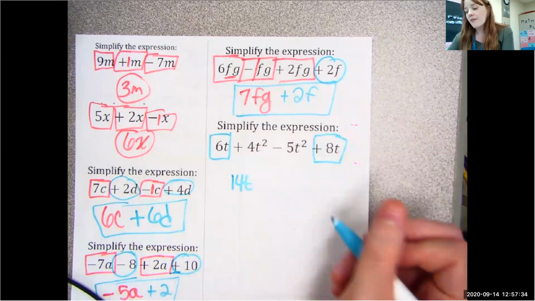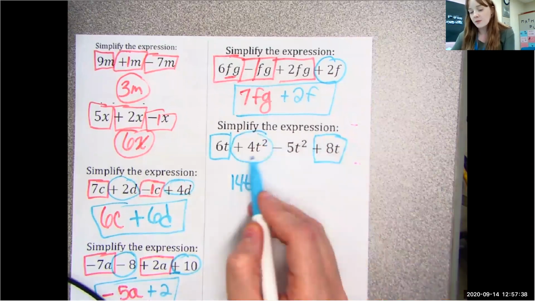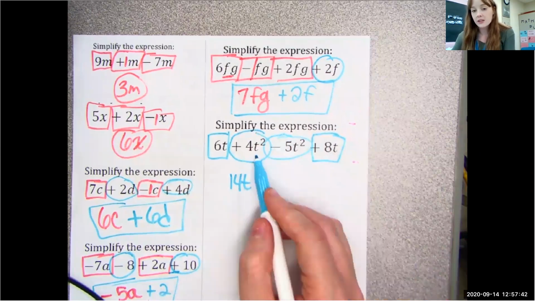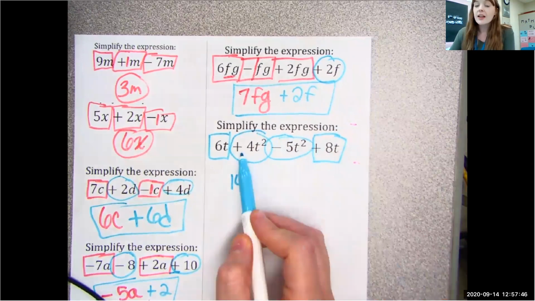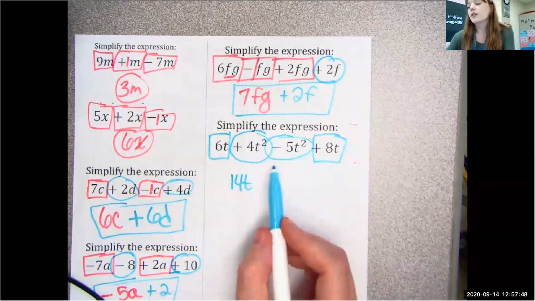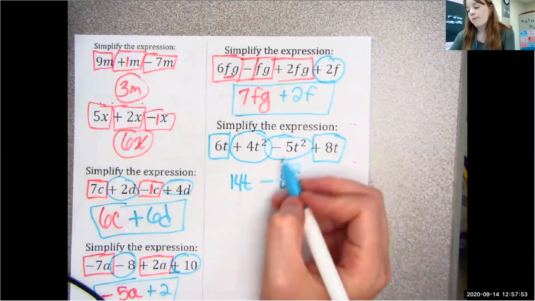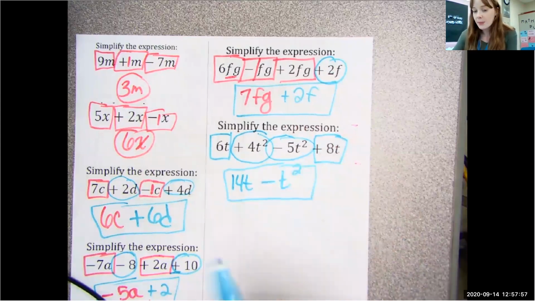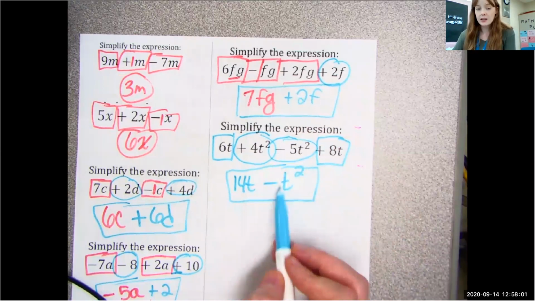And now I have plus 4t squared minus 5t squared. I can only combine t squareds with t squareds. Otherwise, they're not like terms. Plus 4 minus 5 is negative t squared. I wrote a minus sign because the sign of the bigger number was the minus sign. So that tells me what to put in between here.